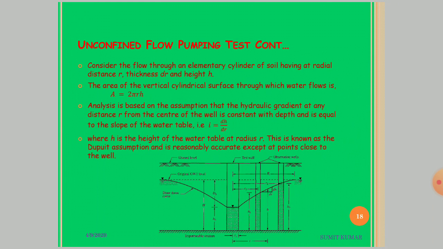Consider the flow through an elementary cylinder of soil at radial distance r, thickness dr, and height h. The area of the vertical cylinder surface through which water flows is A is equal to 2 pi r h. Analysis is based on the assumption that the hydraulic gradient at any distance r from the center of the well is constant with depth and is equal to the slope of the water table, that is i is equal to dh by dr, where h is the height of the water table at radius r. This is known as Dupuit's assumption.